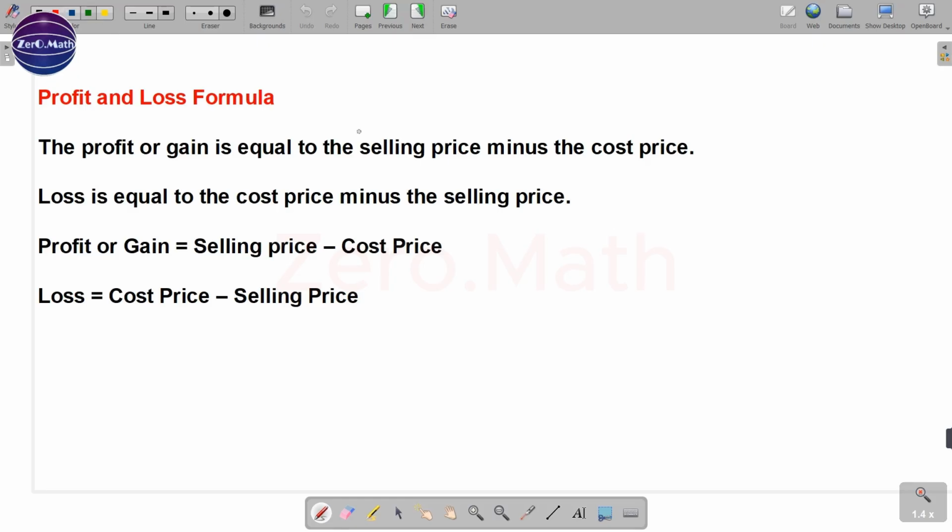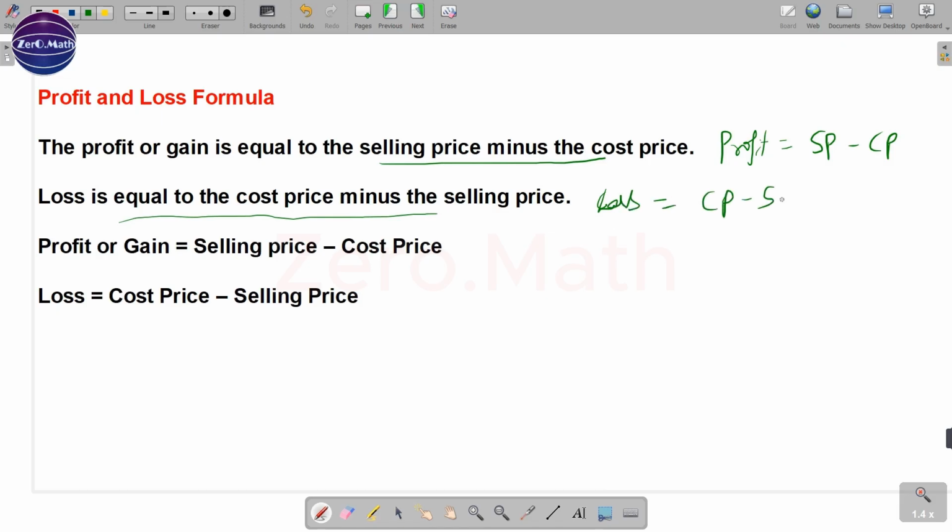Alright, now let's understand this. What is the formula for profit and loss? The profit or gain is equal to selling price minus cost price. That's exactly what I explained. What is our profit? It's SP minus CP. Alright, it's simple. What is loss? Cost price minus selling price, CP minus SP. You must have understood this now. We've written it down, you've understood it, it's the same thing.